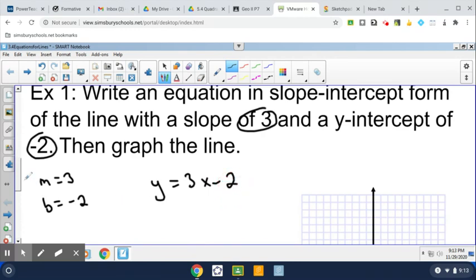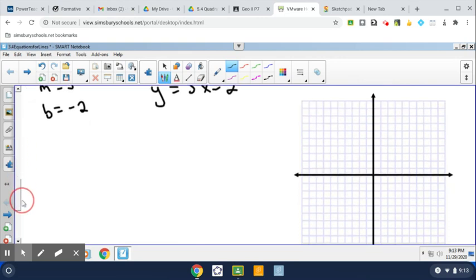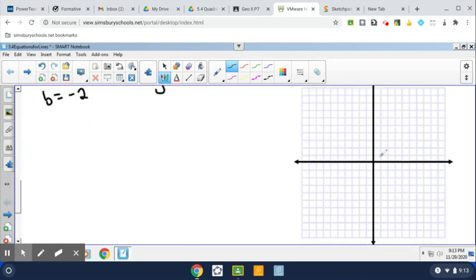Okay, to graph this, y-intercept is -2. So let's assume the scale is 1 by 1. Okay, so each box represents 1 unit. So you start at -2. Maybe I should use a different color. So maybe this one. So start at -2 and go up 3, 1 over.